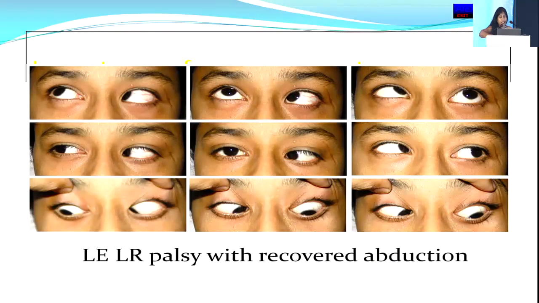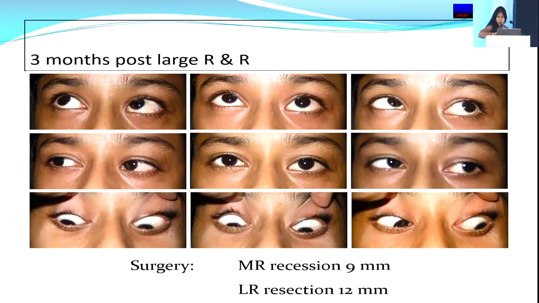Here is a case where you can see that there is a left eye esotropia, with no abduction limitation. It's a recovered sixth nerve palsy. So we do a simple recession resection procedure, but it has to be a supramaximal dose. As opposed to the conventional surgeries, where we limit our doses to a maximum of 6 and 9 for MR and LR, we need to do a supramaximal recession resection procedure in these cases.